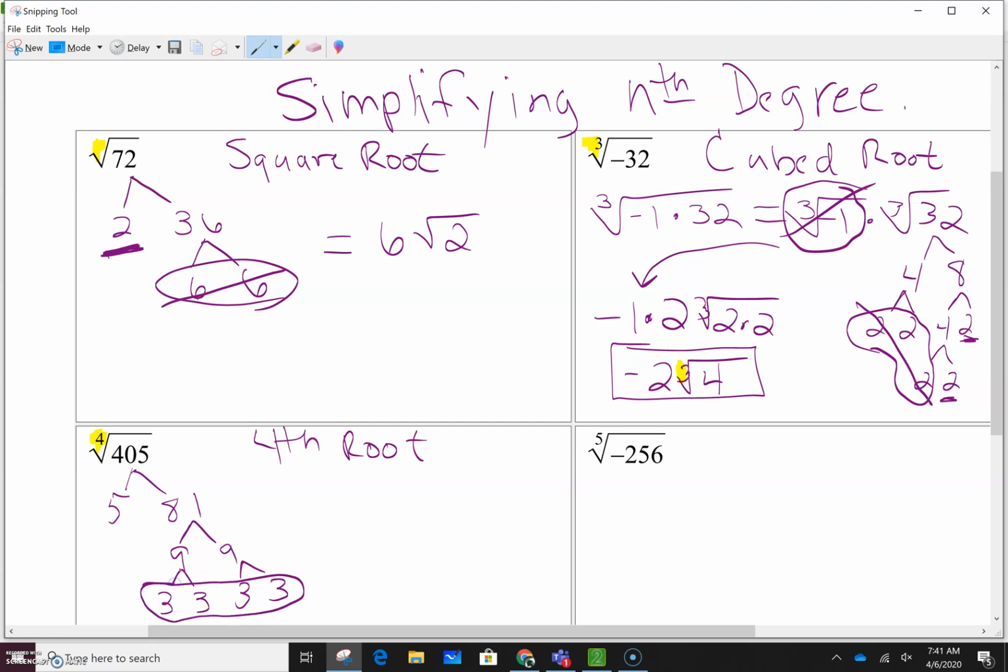We're looking for a set of 4, because this is a fourth root, and this 5 will have to stay inside. So the 3 is going to clear the radical. It's a single 3. It's a set of 4 that comes out. The 5 stays inside. And so we have 3 times the fourth root of 5 as the answer.